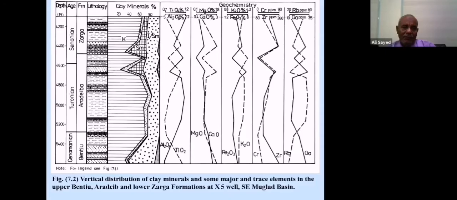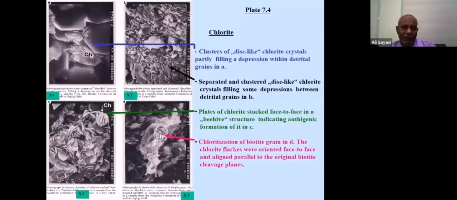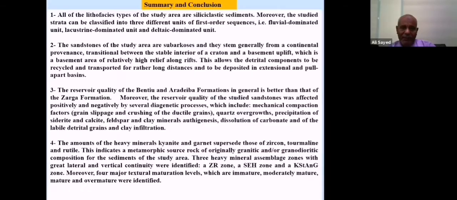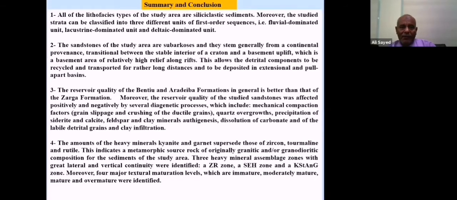Let us conclude my topic. All of the lithofacies types of the studied area belong to siliciclastic sediments, and the depositional environments range from fluvial dominated to lacustrine dominated and deltaic dominated, starting with lacustrine dominated, then fluvial dominated, and at the periphery we find the deltaic dominated.